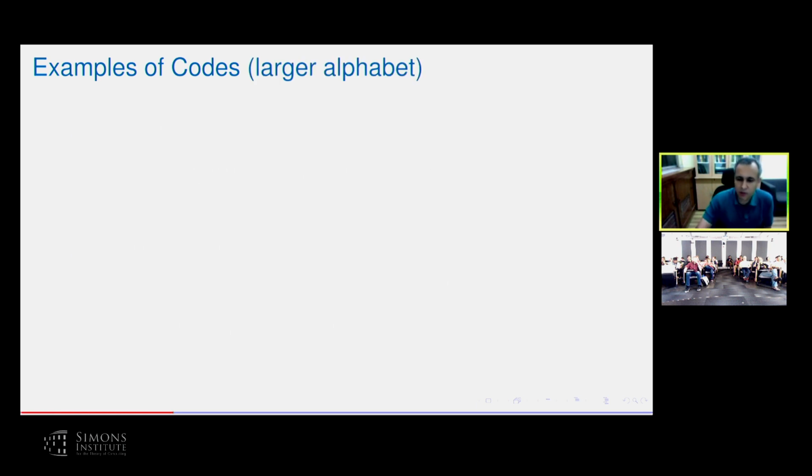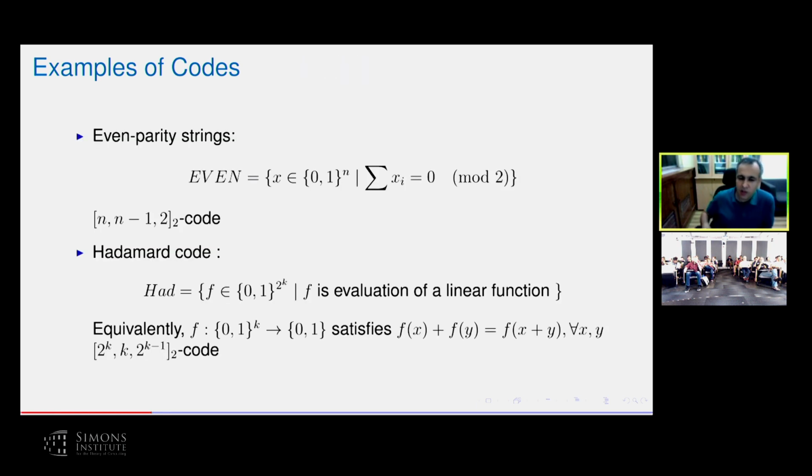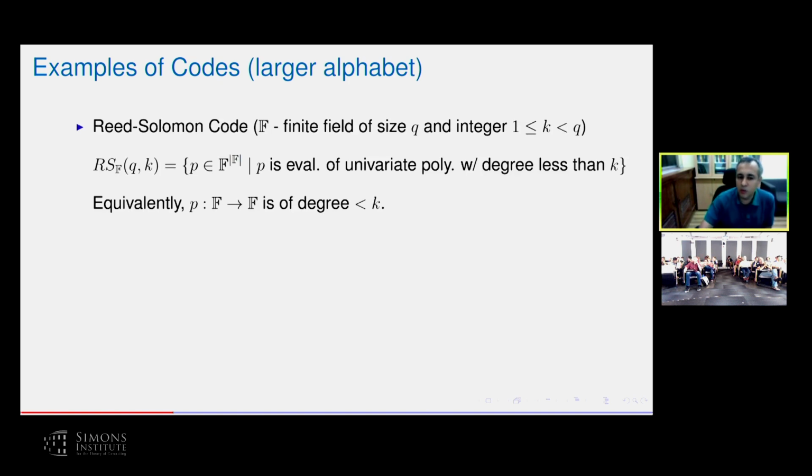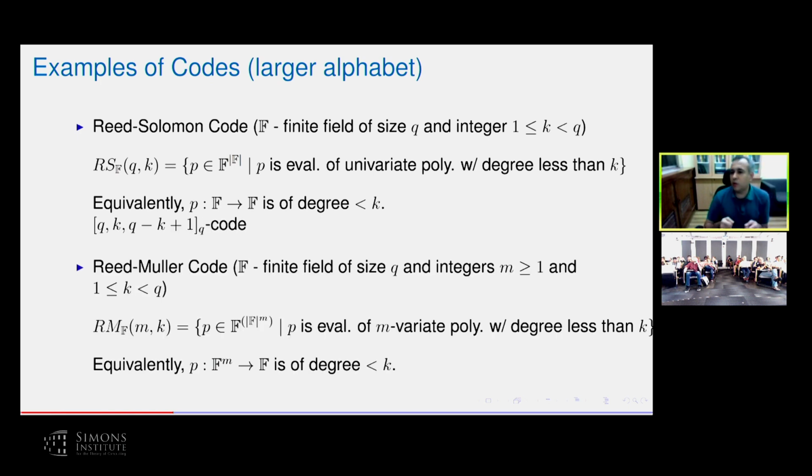So far we looked at evaluation of linear functions. We can begin looking at evaluation of higher degree functions. In this case, it's useful to go to larger alphabets, and the definitions I said earlier easily extend to larger alphabets. So we have these two famous codes, the Reed-Solomon code and the Reed-Muller code. The Reed-Solomon code is just the evaluation of univariate polynomials of a particular degree, and Reed-Muller code is evaluation of multivariate polynomials of a particular degree. We keep these codes in mind and then talk about testability.